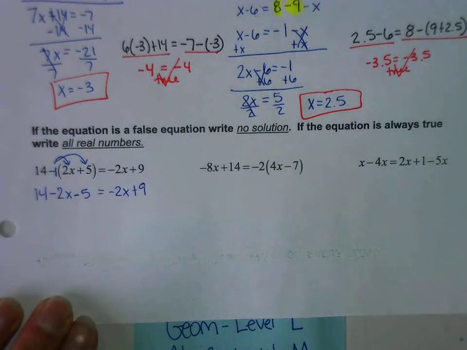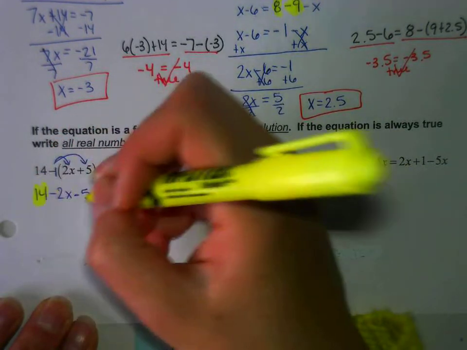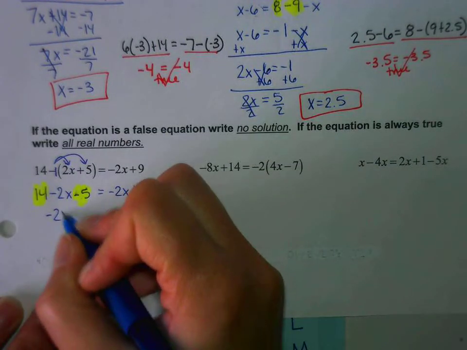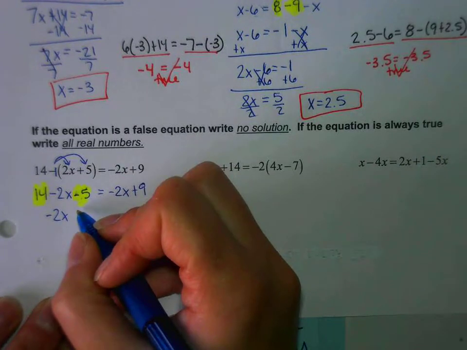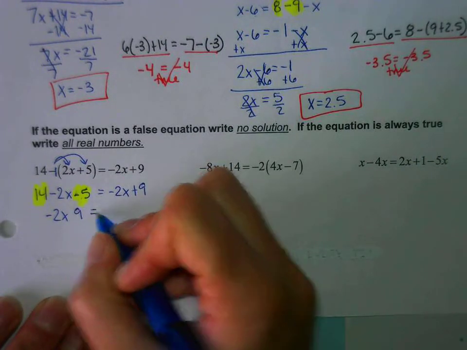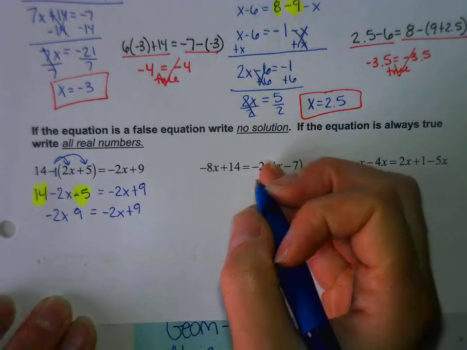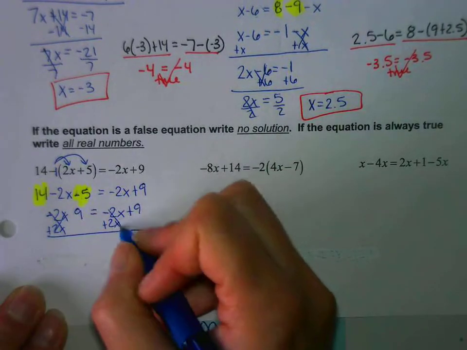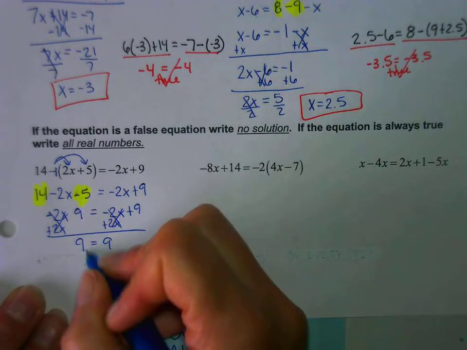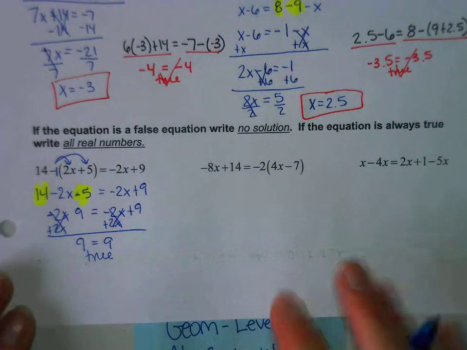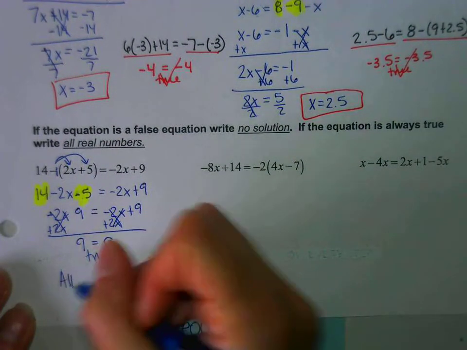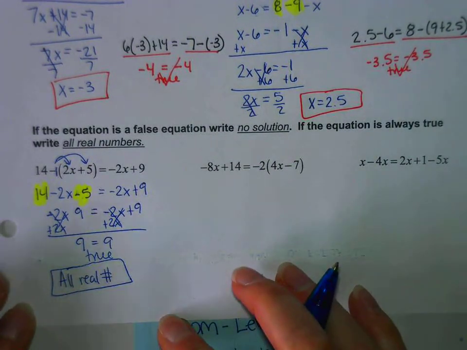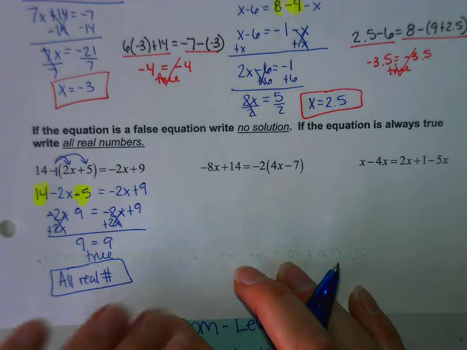Looking at my left-hand side, I do have like terms. I have a 14 and a negative 5. So my negative 2x, 14 minus 5 is 9. So here, if I add and get my variables together, they actually end up canceling each other out. I'm left with 9 equals 9. And this is a true statement. So since it's a true statement, that means that all real numbers are my solution. Doesn't matter what number I pick for x, it would work out and become true.